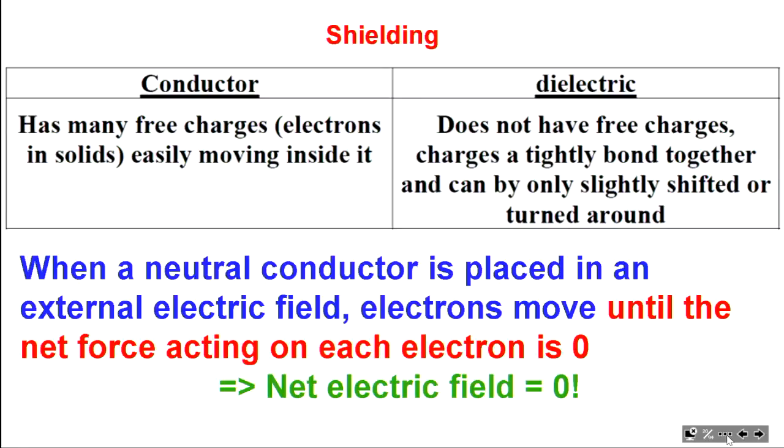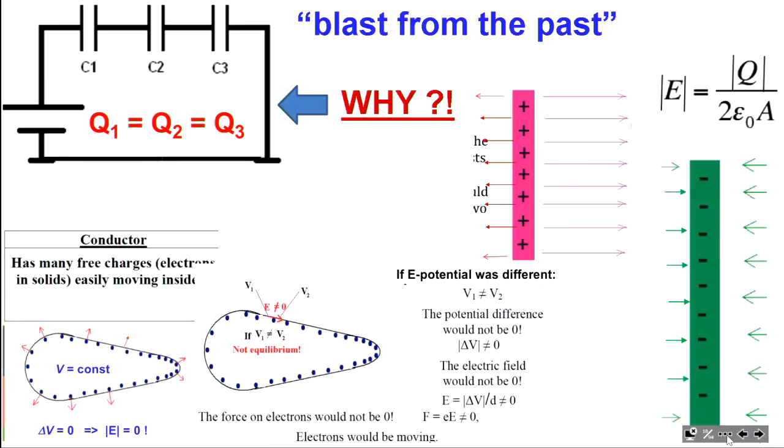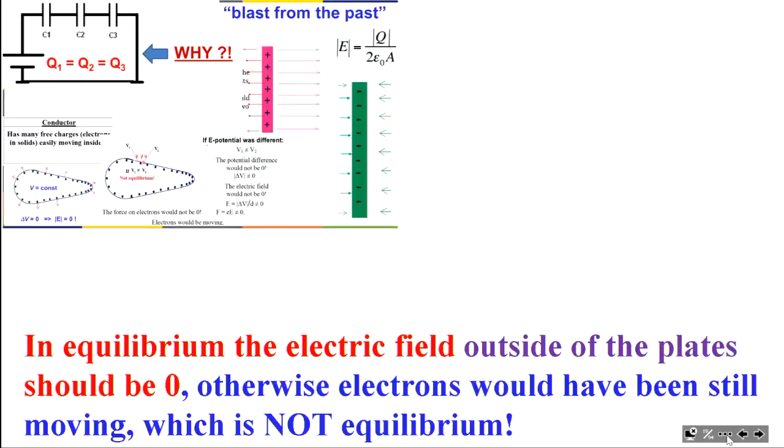I'm going back. So when we take a conductor and place it in an electric field, electrons start moving, but they cannot move forever. Eventually, they should lose the energy and they should stop. It means eventually the equilibrium should be reached. And the equilibrium should be reached in this situation. That means that here, outside of the capacitors, electrons also cannot move.